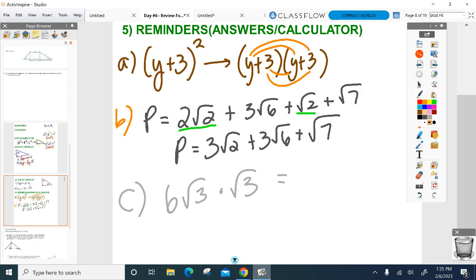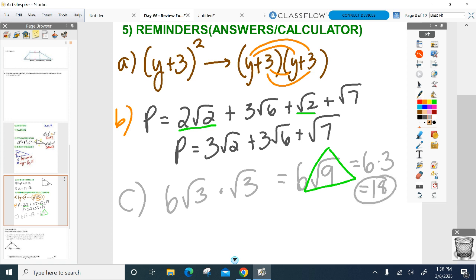6 radical 9. I'm hoping you're not going to leave it like that. I can't give you full credit. Got to notice that. Go ahead, Emma. That turns into what? 3, and then 6 times 3. That's what I want to see. So we get a final answer of 18 here. Can't give you credit if you leave it as radical 9 or radical 16 or radical 25, whatever.